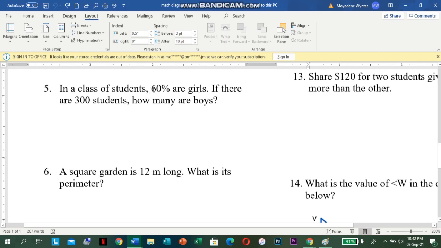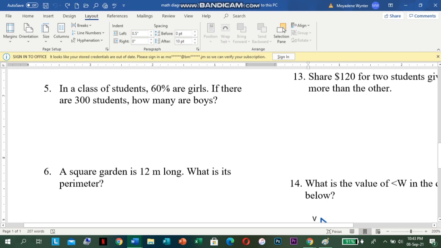All right? So if 60%, because percent is out of 100, all right? So if 60% of the students are girls, that means 40% are boys. So it's 60 out of 100 are girls. And if 60 out of 100 are girls, that means 40 are boys. So in a class of students, 60% are girls, therefore 40% must be boys because 60% is out of 100.